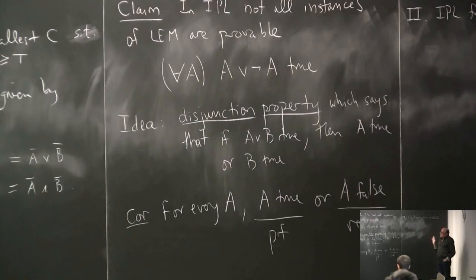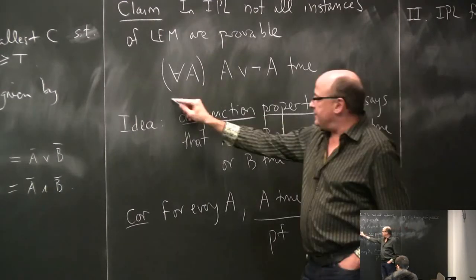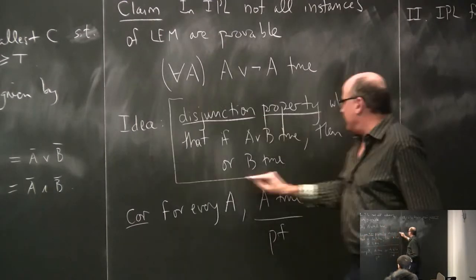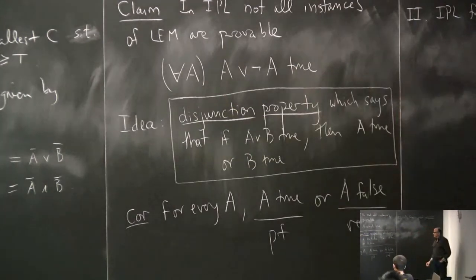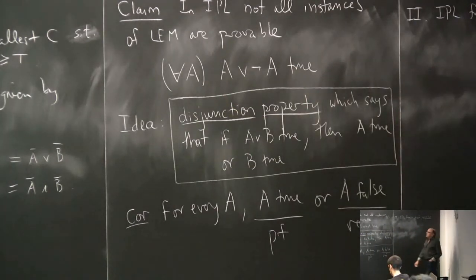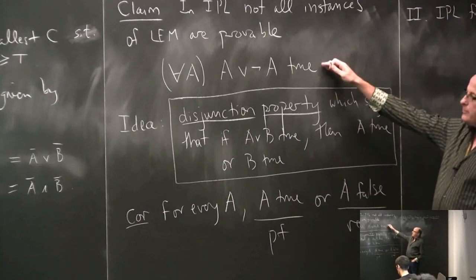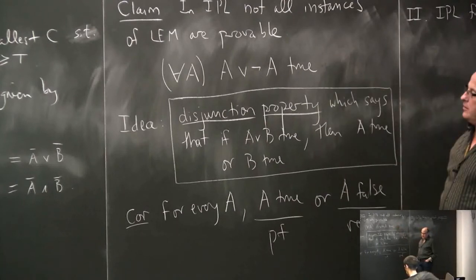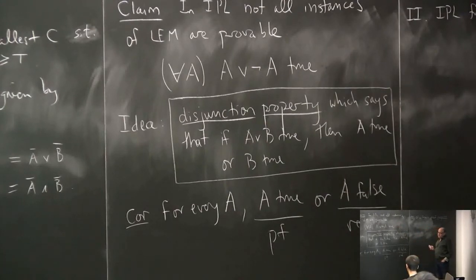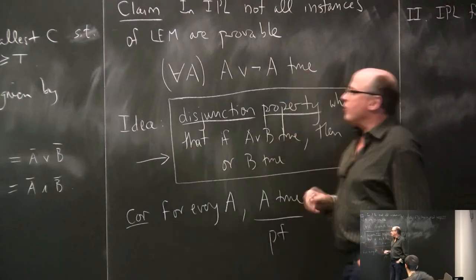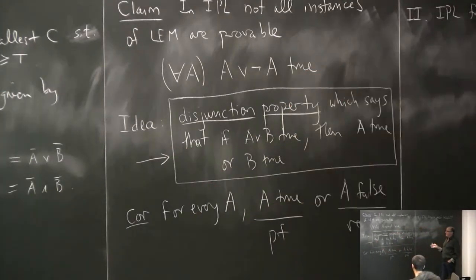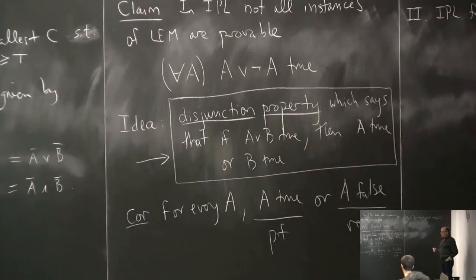So the idea is that because of this intuition about the disjunction property, you would think that it should not be the case that the law of the excluded middle will always hold. Now I'm actually going to prove this here. I'm going to show you the proof of this, okay?